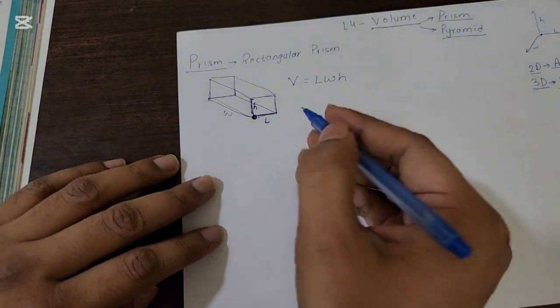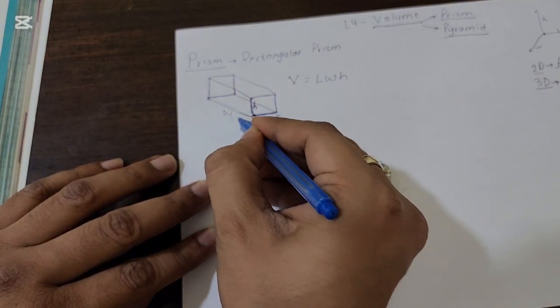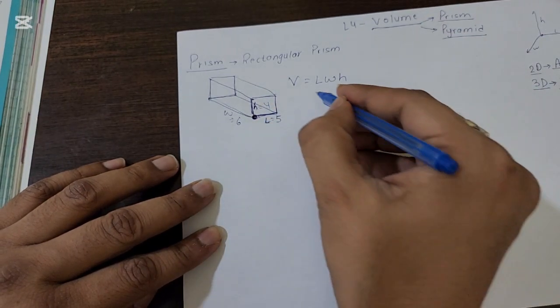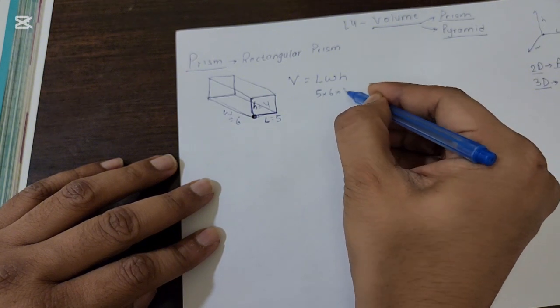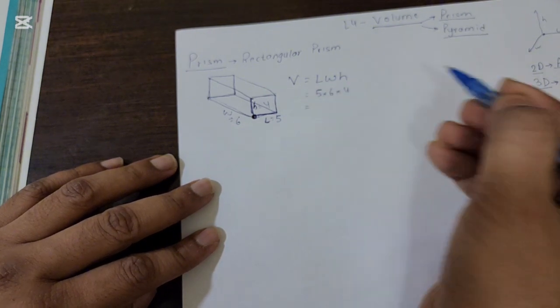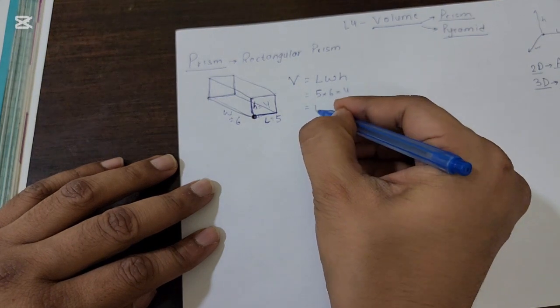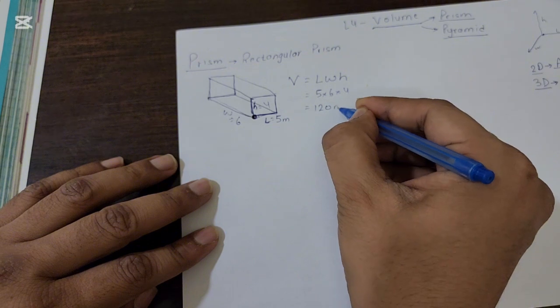Let's say here the length is 5, the width is 6, and the height is 4. So what will I do? 5 times 6 times 4. Easy. 5 times 6 is 30, 30 times 4 is 120. Now let's say this is meters, so I will put meter here.